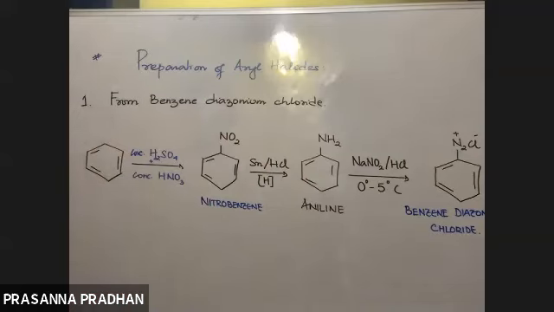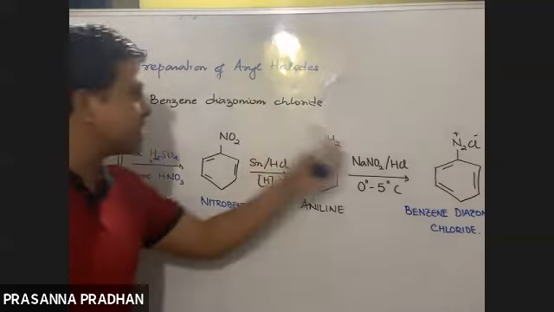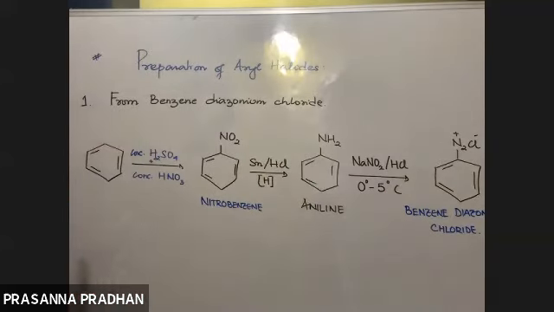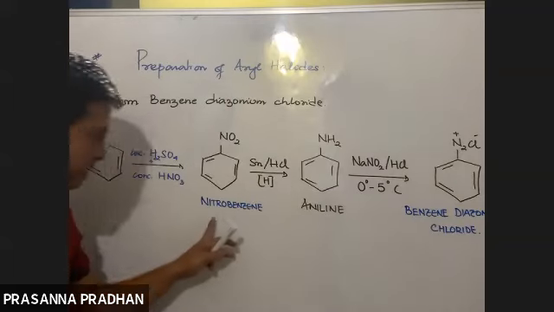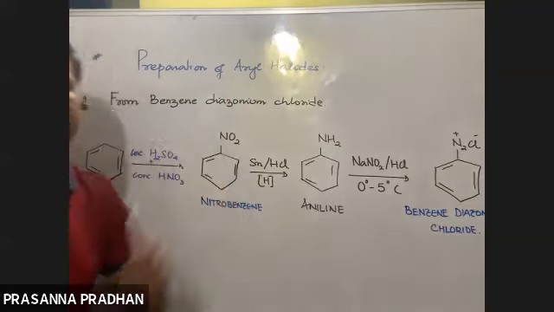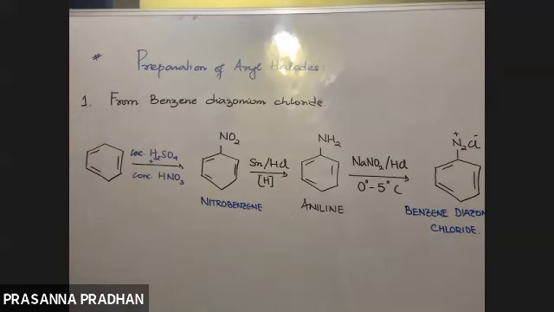Okay. Now, what are we studying? We are studying actually the preparation of aryl halides. What is the starting compound? Starting compound is benzene diazonium chloride. How are you going to prepare benzene diazonium chloride? Starting from benzene or starting from nitrobenzene or starting from aniline? I gave you the route. Okay. Now see, all these reactions are really important, right?